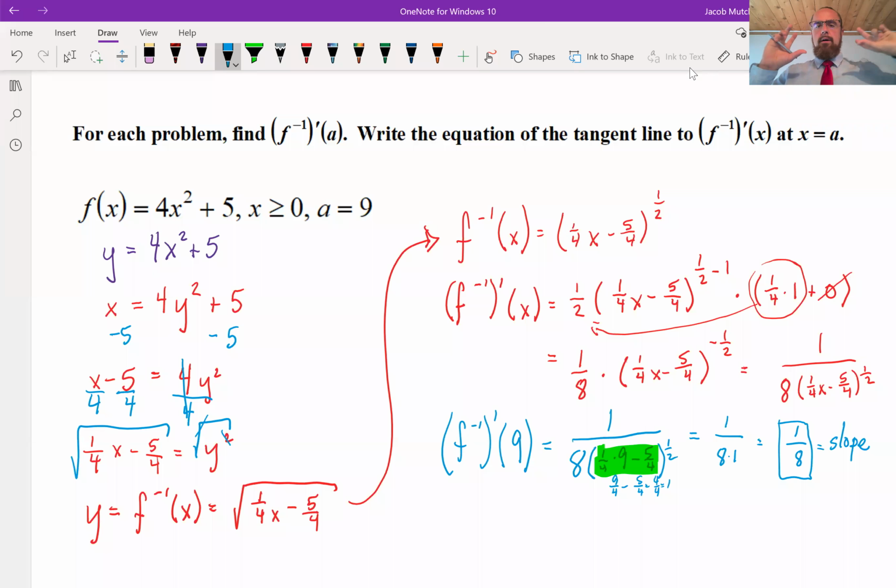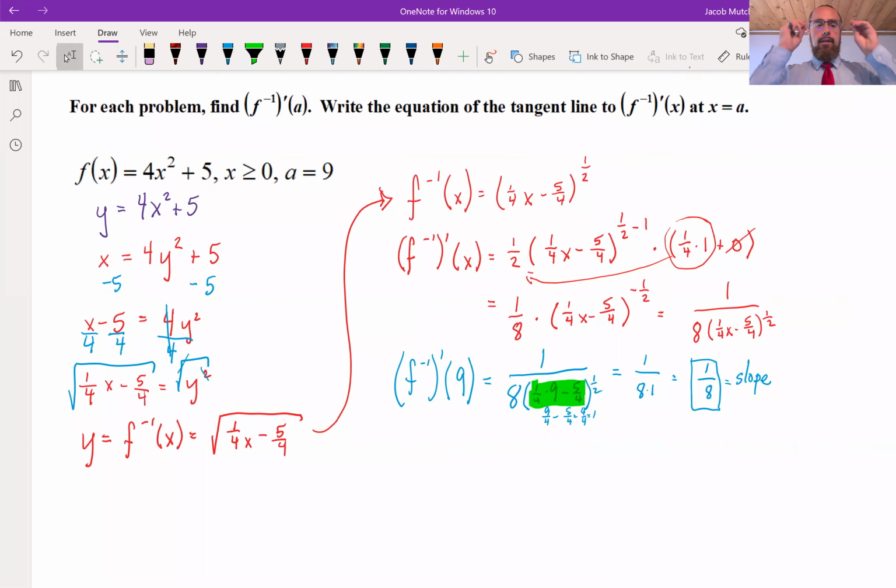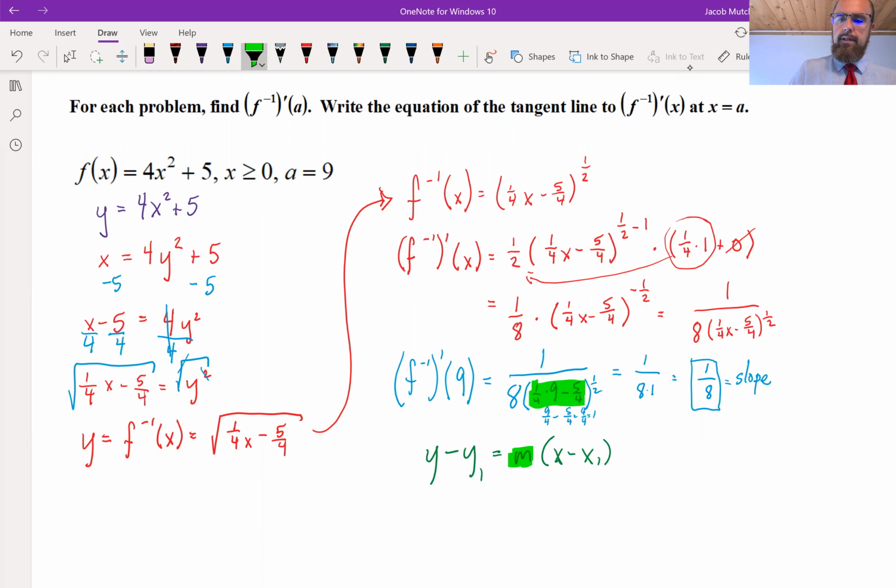So now thinking about coming up with the equation of the tangent line, at this point what I need is a point on the inverse of f of x that is defined for both x and y that I can plug into the point slope form. Let me set forward that point slope form so we can see what we need. So that's y minus y1 equals m times x minus x1. And just kind of taking stock, I see that my m is given by the 1/8. So we've got the slope.